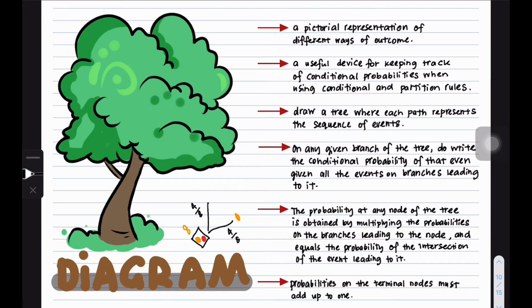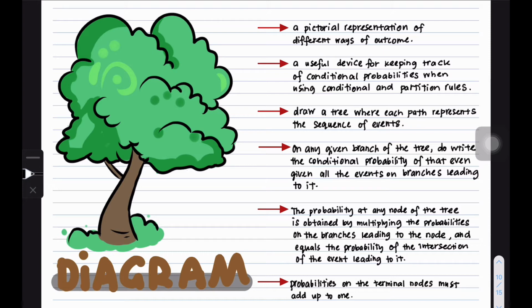So daripada sini kita lebih mudah untuk kira probability, the conditional probability. Maksudnya what is the probability you take the red ball given that the first take tadi awak dapat orange, contohnya. So ini lagi senang untuk kita tengok dia punya probability. So we are using the tree diagram.